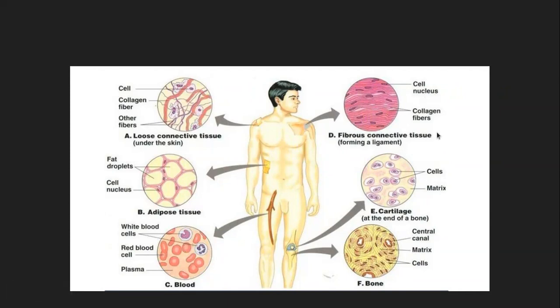Then the fibrous connective tissue, again at the shoulder, especially the deltoid muscle, the muscle which is covering your shoulder, that muscle has a lot of collagen fibers and the cell nucleus which are tightly arranged, forming a ligament that is covering the joint. So that way it is the fibrous connective tissue.